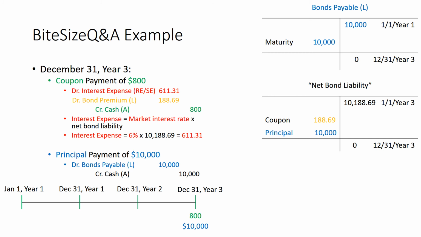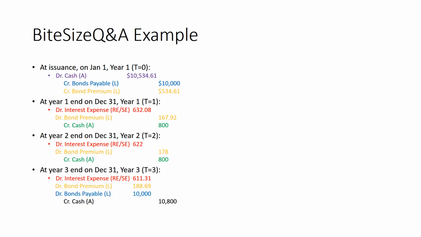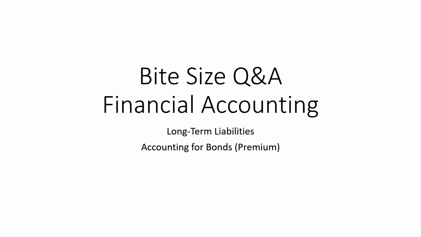Note that bonds payable becomes 0 on December 31st, year 3, after the bond has matured, and correspondingly, our net bond liability becomes 0 as well. Here we have the final set of journal entries on December 31st, year 3, that takes into consideration both the bond coupon payment as well as the retirement. Now you know all about accounting for bonds at premium.